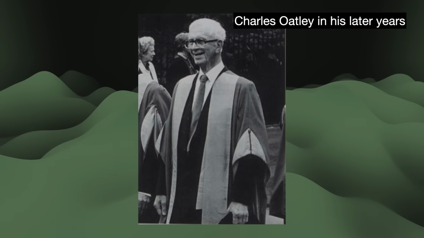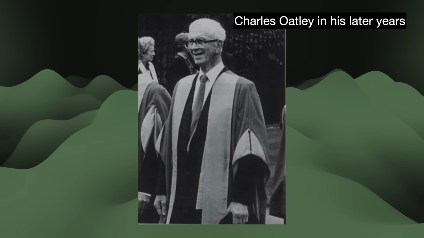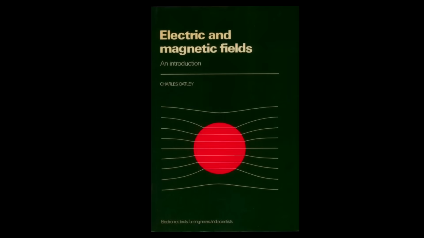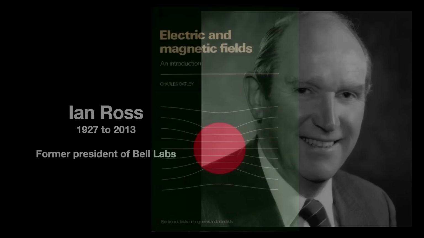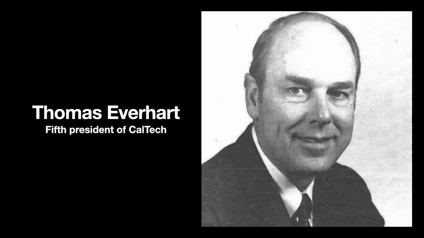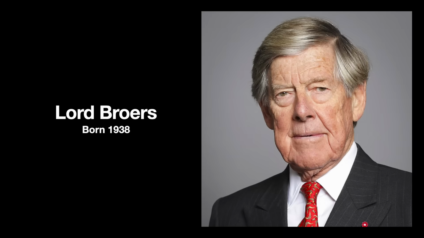His students remember him as a quiet, humble man who paved the way for his students. And many of his students indeed went on to great things. For instance, Ian Ross was a transistor pioneer and went on to be the president of Bell Labs. Thomas Everhart became the 5th president of the California Institute of Technology. And Alec Broers is an e-beam pioneer and became Cambridge's vice chancellor, which delighted Oatley.